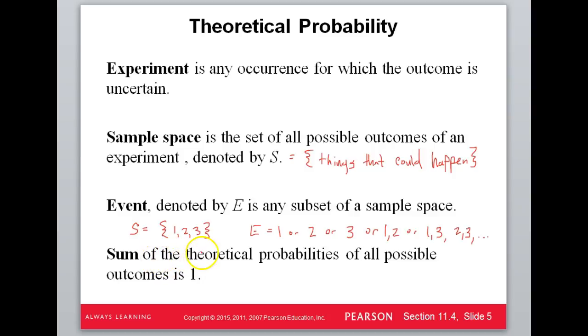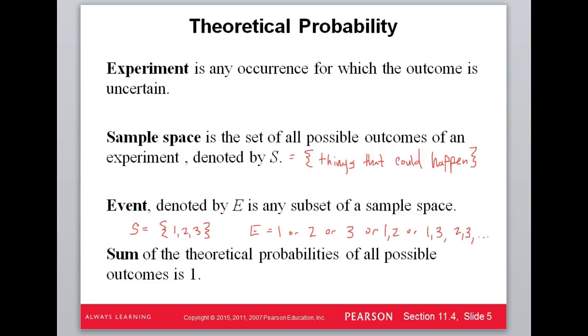So the sum of the theoretical probabilities must always be 1. You can have a probability of a third, a third, a third, or a probability of 1/2, 1/4, 1/4. It just all has to add up to 1, whatever the likelihood of each one of the possible events is.